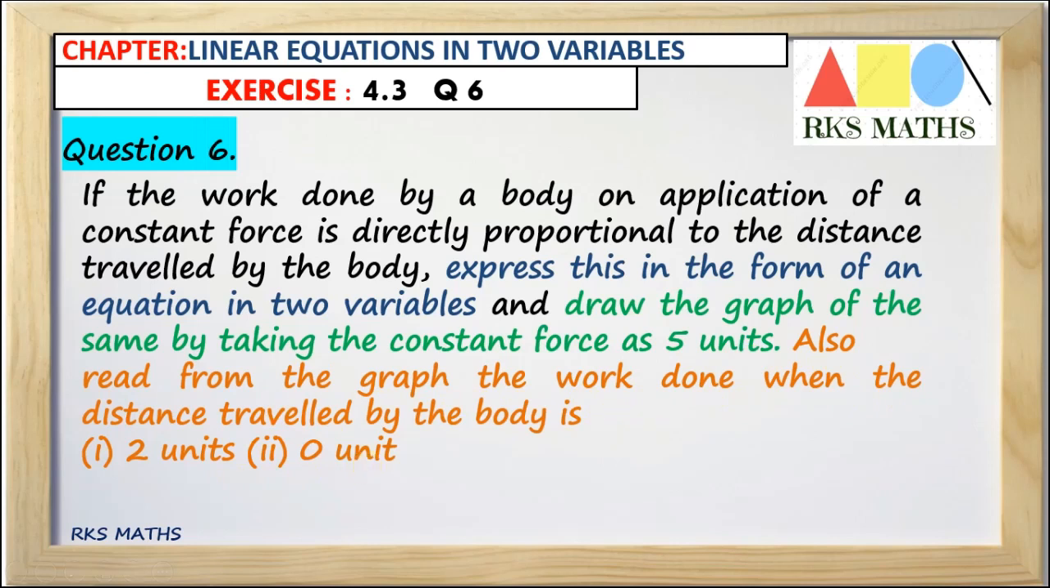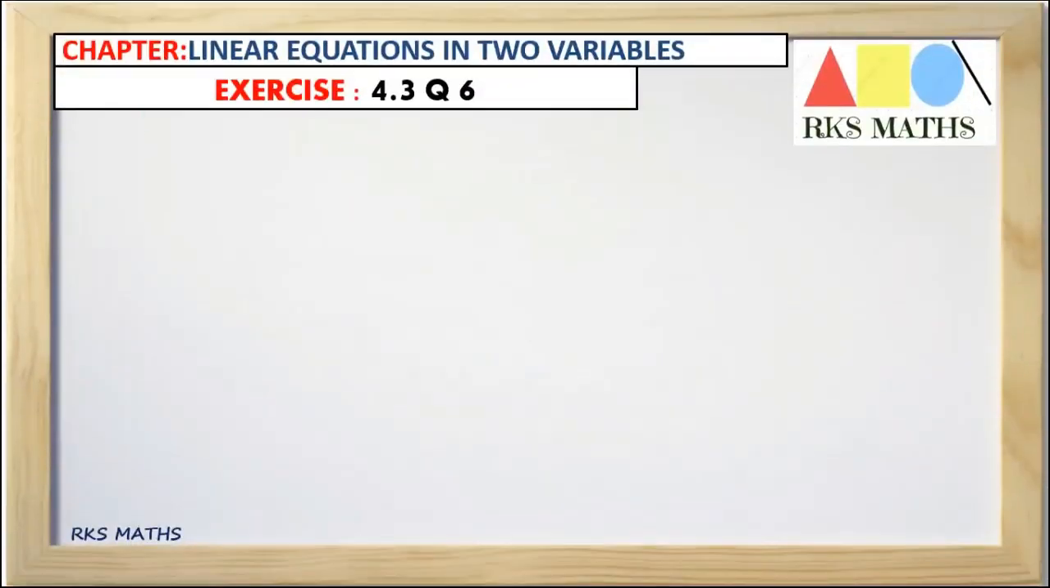So students, in total there are 3 questions asked in this. First, we have to express the given information in the form of a linear equation. Second, we have to draw the graph, and from the graph we have to give some answers. So students, let us see the solution of this particular question number 6.